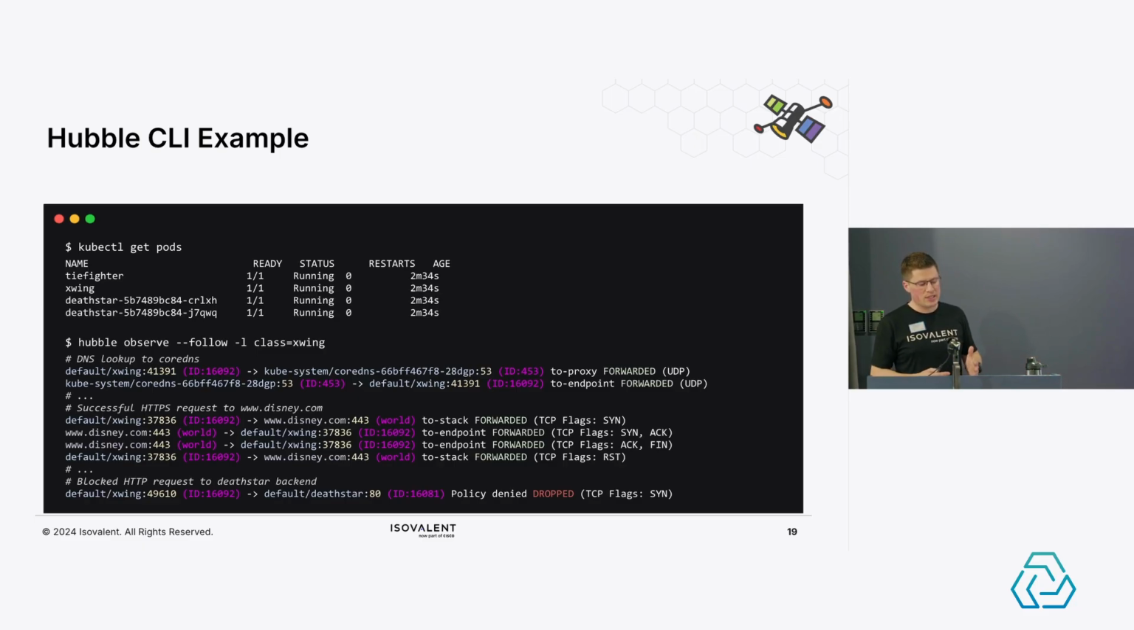And in the end, for example, let's assume it does an additional network connection from X-Wing to, for example, DeathStar. There it's denied because there's a policy which blocks it. So we actually see it's denied because we have a policy in place.